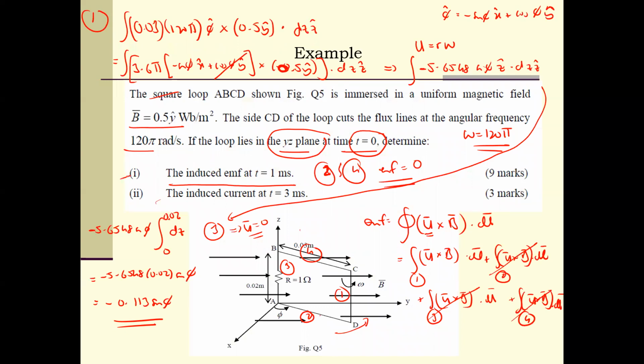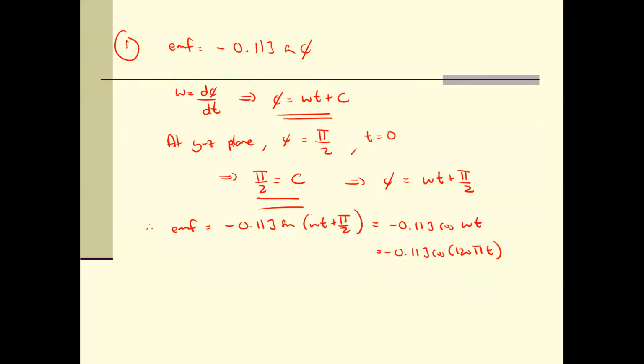Question 1 is to obtain the induced EMF at time t of 1 millisecond. So at t equals 1 millisecond, the EMF will be equal to negative 0.113 cosine of 120 pi multiplied by 1 times 10 to the negative 3. Please get the answer, which will be in volts.